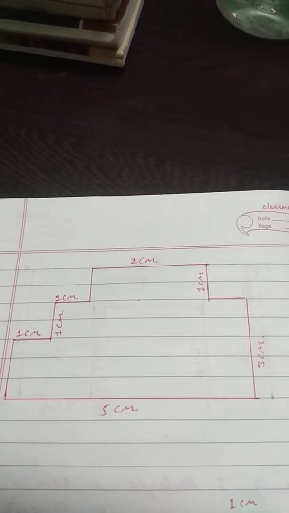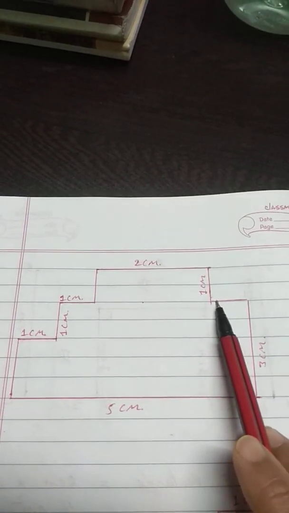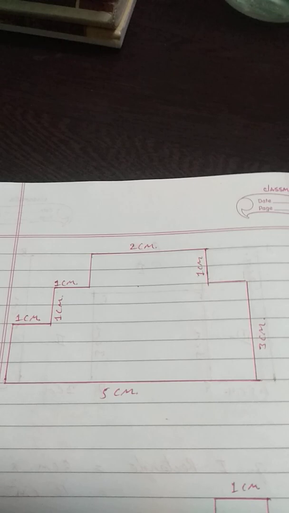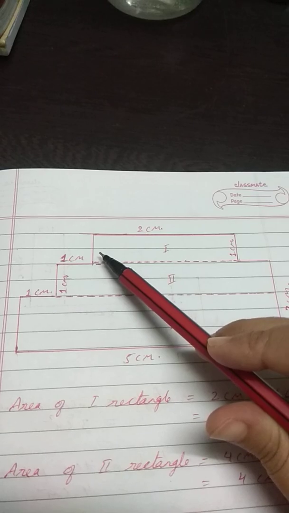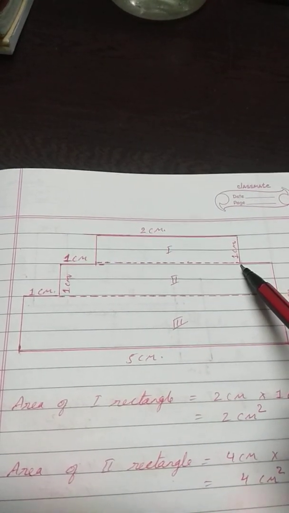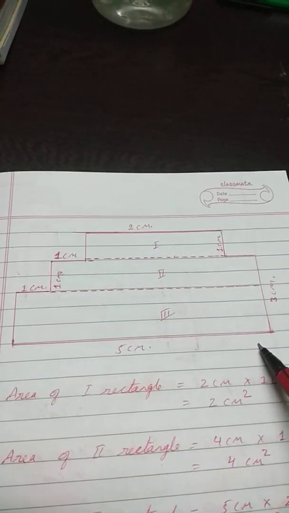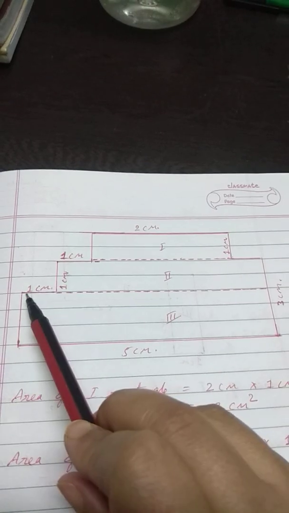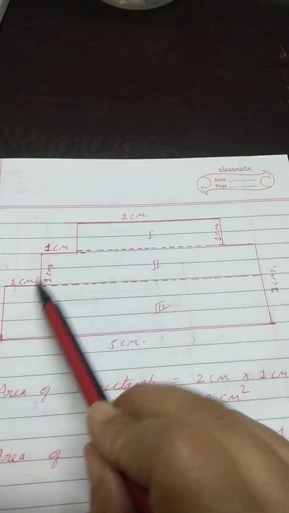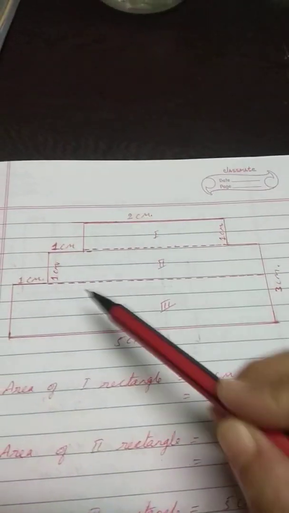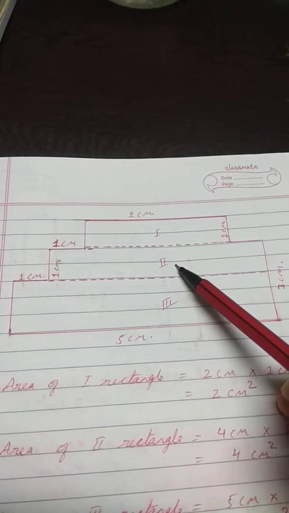Let's see another example. In this figure, we can divide it into 3 parts. We can draw a line here and then a line here. So we will get 3 rectangles with dimensions 2 centimeter into 1 centimeter, as this side is 1 centimeter. Then for the dimensions of this, we have this 5 centimeter, but we are not taking it till here. We are taking it till here. So this is 1 centimeter. So we will do 5 minus 1. So it will become 4 centimeter. And this is 1 centimeter. So the dimensions of this rectangle will be 4 centimeter and 1 centimeter.